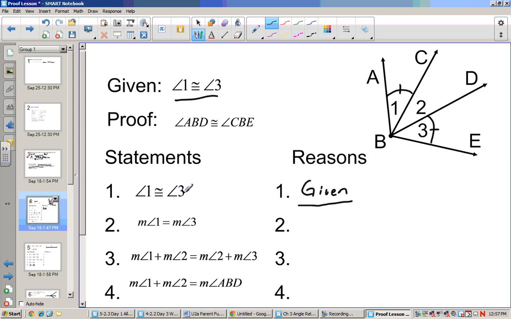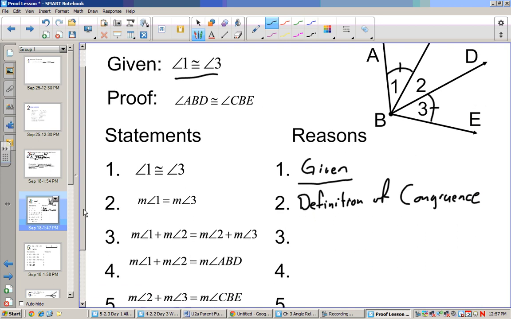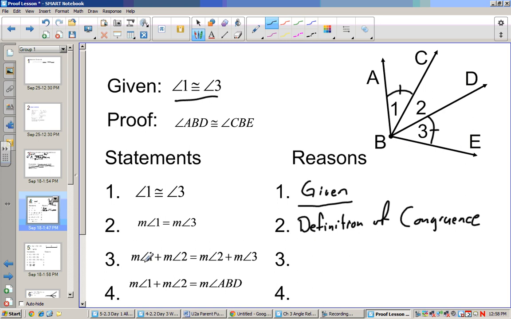Now, since we know that the angles are congruent, we know that the measures could be equal. And this is what I was talking about on the preceding page. And that's because of the definition of congruence. Now, once we have those, we want to say measure of angle 1 plus measure of angle 2 is equal to measure of angle 2 plus measure of angle 3.